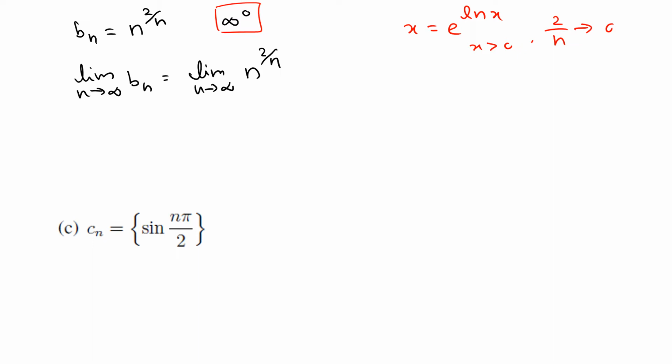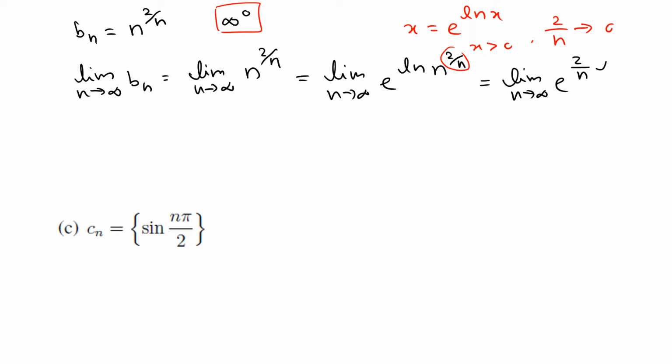If you use this argument here, it's a limit as n goes to infinity. So we can say e to the... ln 2 over n, right? No, not really. We have n^(2/n). Now we can see that the 2/n is a power, so you can bring it in front. So you can write this as the limit as n goes to infinity of e to the (2/n) ln n.